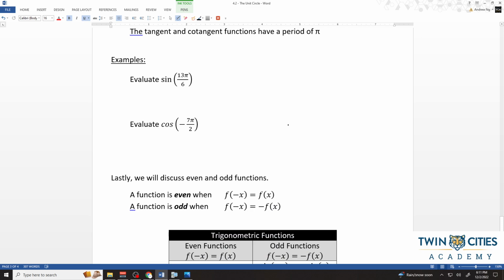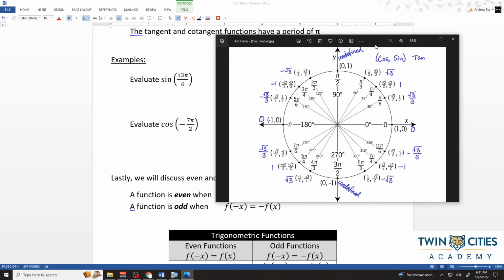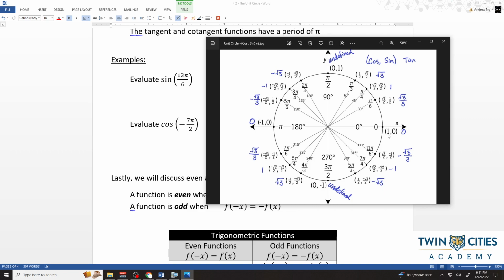So let's take a look at this here. It says evaluate the sine of 13 pi over 6. Well, if I look at my circle here, 13 pi over 6 doesn't exist. Okay, I've got like 11 pi over 6, and if I add another pi over 6, technically that'll bring me to 12 pi over 6, which is back to 0. So 13 pi over 6 is actually greater than 1 full revolution around this circle. It means that I'm going 1 full circle and then a little bit more.